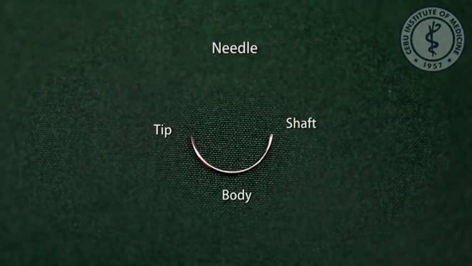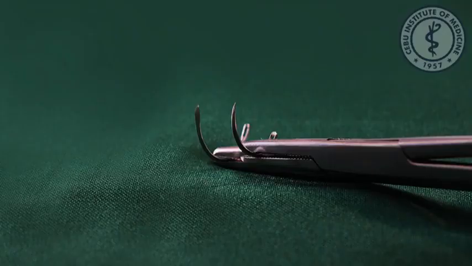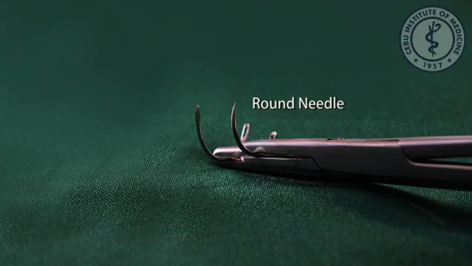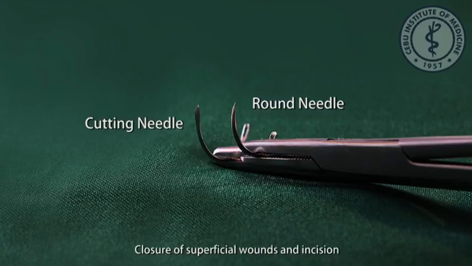Needle: shaft, body, tip. Round needle, used for penetrating friable parenchymal and vascular tissues like the liver, spleen, and kidneys. Cutting needle, for closure of superficial wounds and incision.